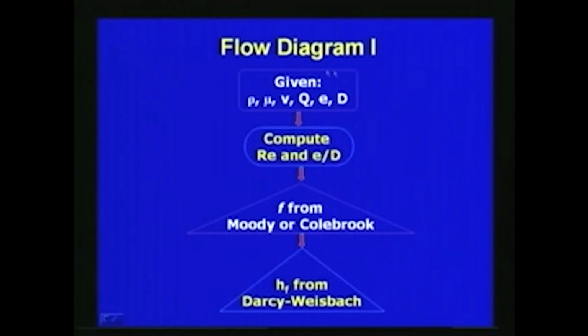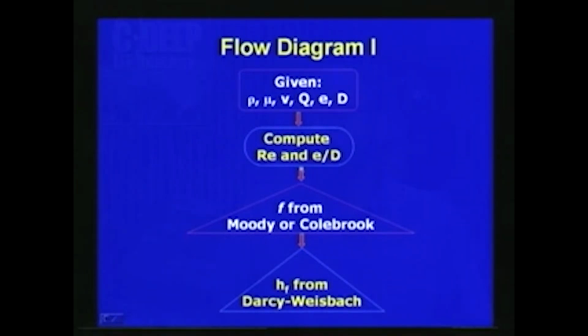This is typically represented in a flow chart here. The flow diagram: given rho, mu, V, Q, E and D, where rho is the density, mu is the dynamic coefficient of viscosity, V is the velocity, Q is the discharge, E is the roughness height, and D is the diameter.